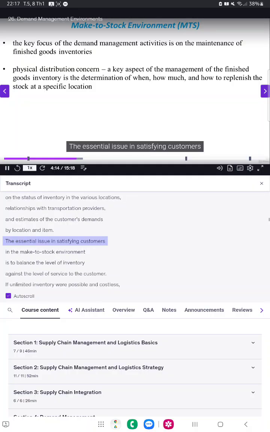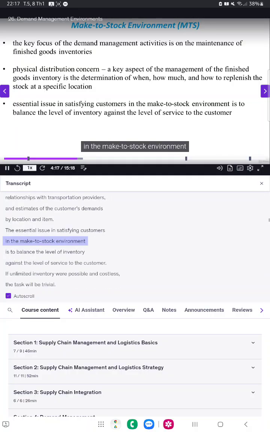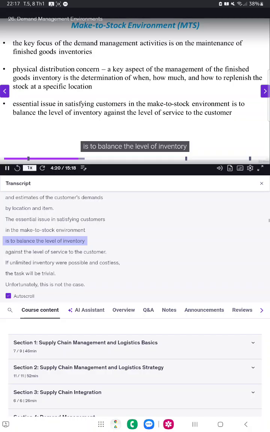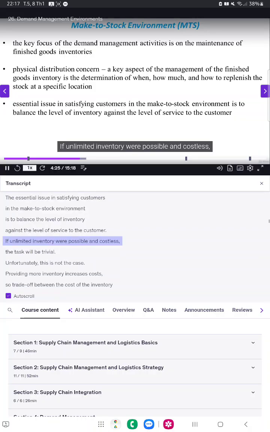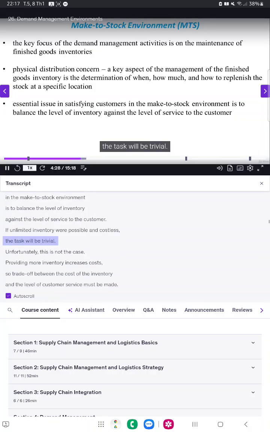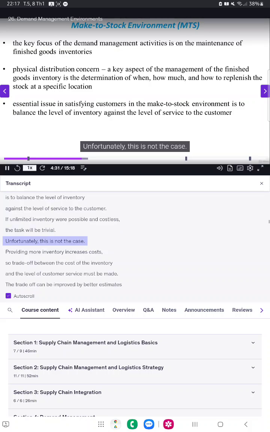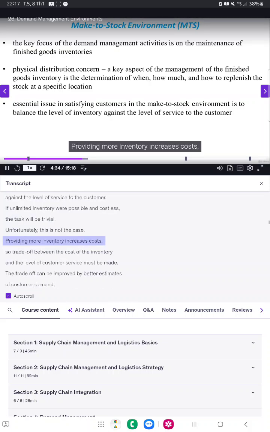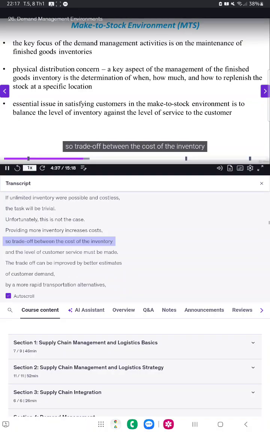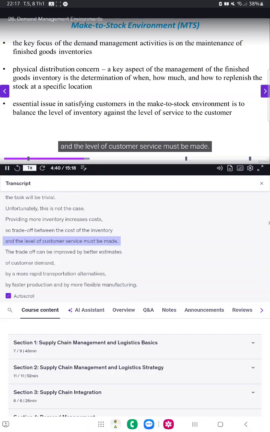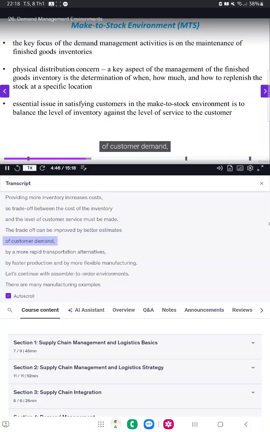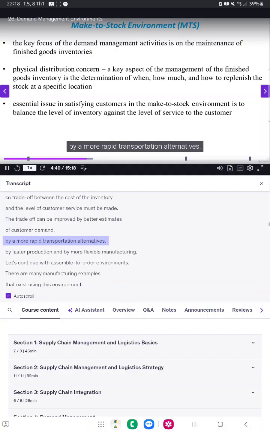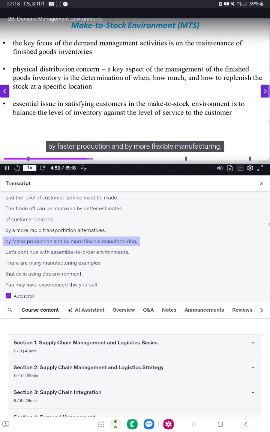The essential issue in satisfying customers in the make-to-stock environment is to balance the level of inventory against the level of service to the customer. If unlimited inventory were possible and costless, the task would be trivial. Unfortunately, this is not the case. Providing more inventory increases costs, so a trade-off between the cost of the inventory and the level of customer service must be made. The trade-off can be improved by better estimates of customer demand, by more rapid transportation alternatives, by faster production, and by more flexible manufacturing.